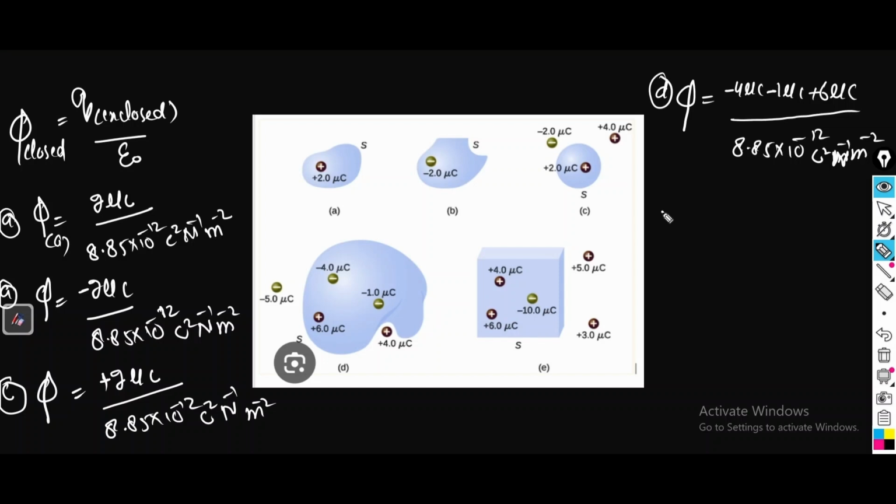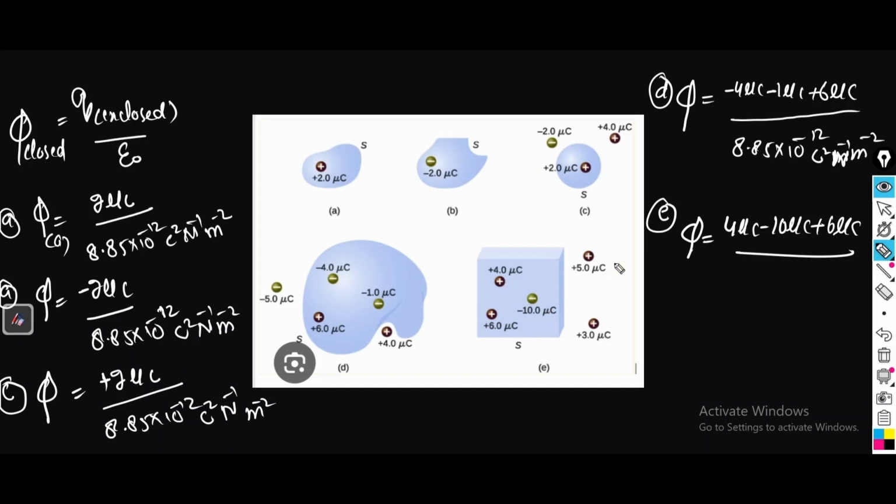In case E, according to the Gauss law, the flux through a closed surface is equal to the charge enclosed by this surface, which is 4 microcoulomb minus 10 microcoulomb plus 6 microcoulomb.